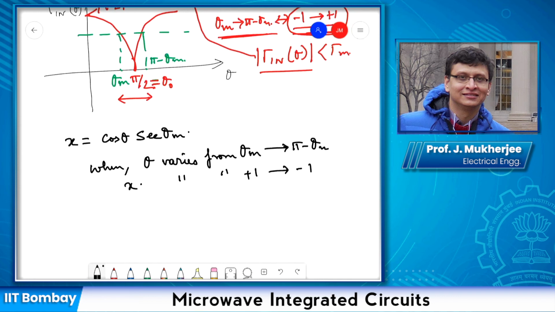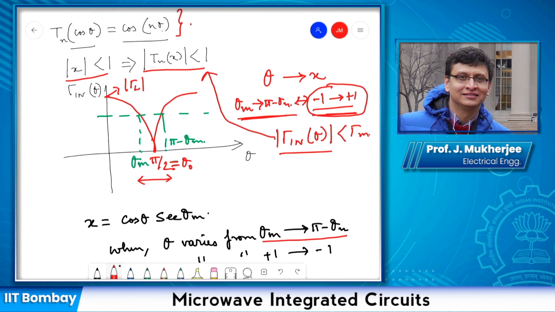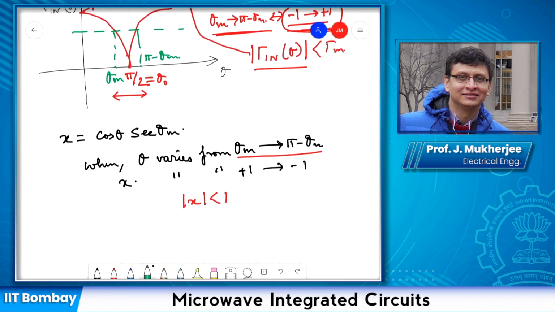For all other values of theta lying between this range, theta m to pi minus theta m, modulus x will be lesser than 1. Okay, so this requirement is satisfied. This first requirement is satisfied. So henceforth, we will take our argument as this quantity, cos theta sec theta m.